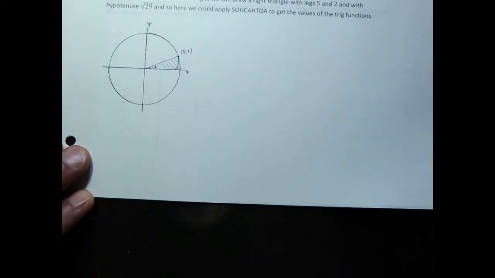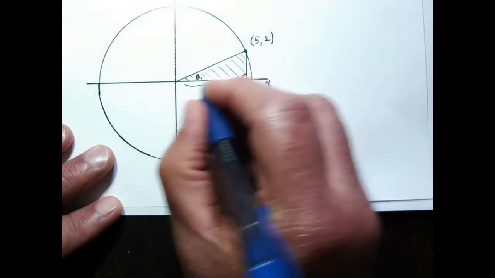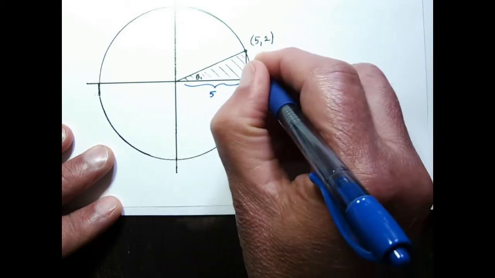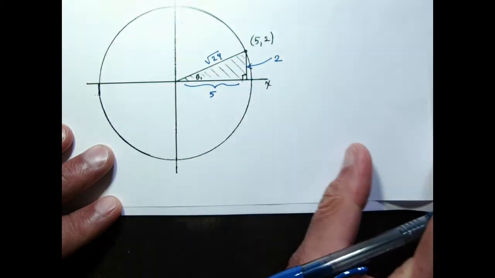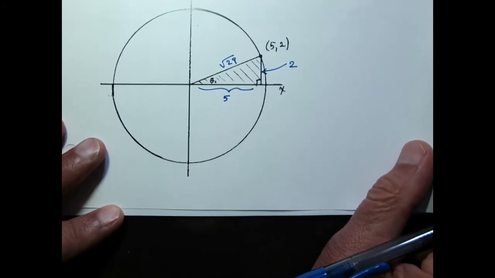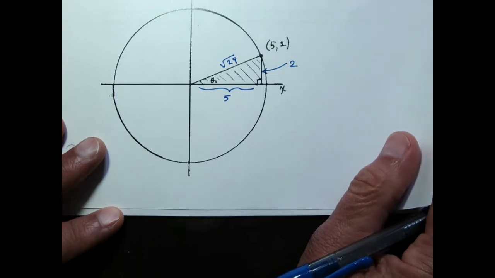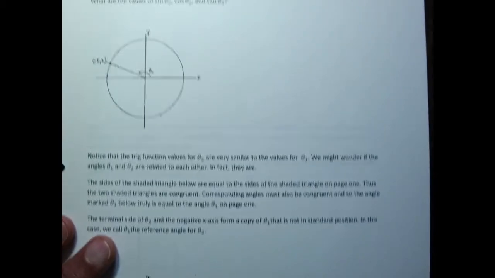And then on the handout, near the bottom, I say notice that since theta 1 is an acute angle, we can draw a right triangle with legs 5 and 2 and a hypotenuse square root of 29. And so we just note in this picture this right triangle has this length is 5, that side is 2, the hypotenuse is square root of 29, and that takes us back to SOHCAHTOA. Now we're going to leave SOHCAHTOA behind, but for acute angles, for angles in the first quadrant, SOHCAHTOA still applies. Now let's go to the second page of the handout.